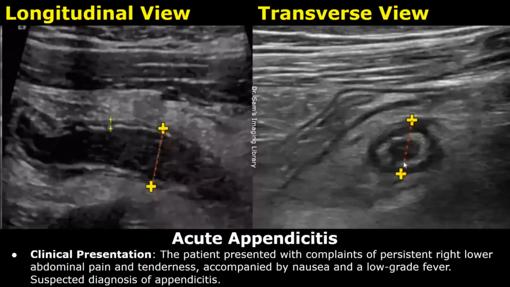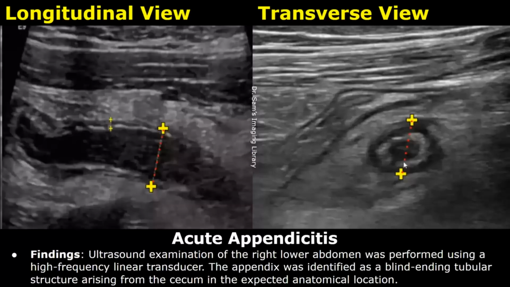Here is an example of acute appendicitis. This is the clinical presentation. The patient presented with complaints of persistent right lower abdominal pain and tenderness, accompanied by nausea and a low-grade fever. Suspected diagnosis of appendicitis.